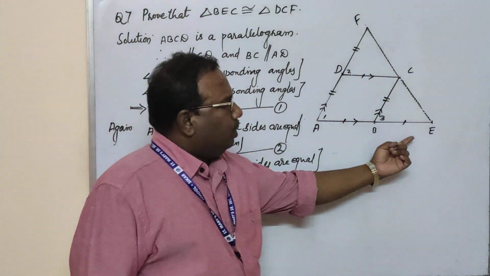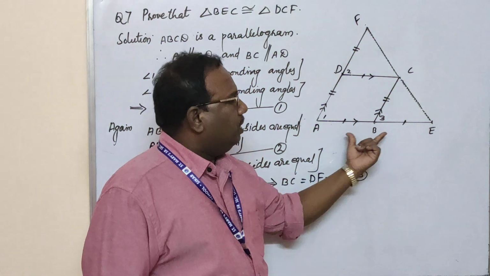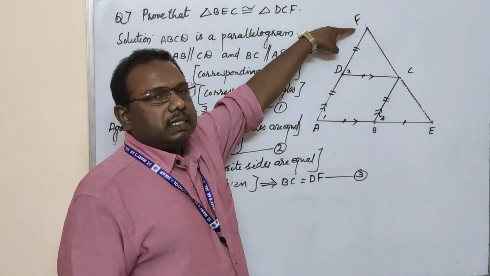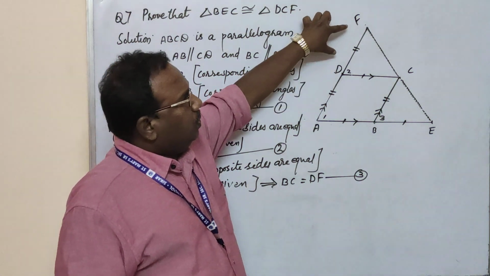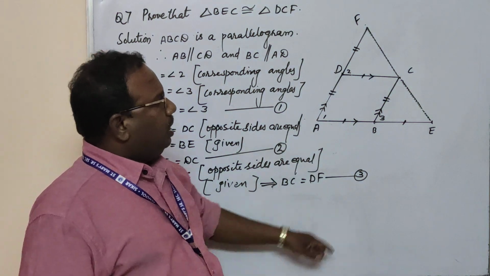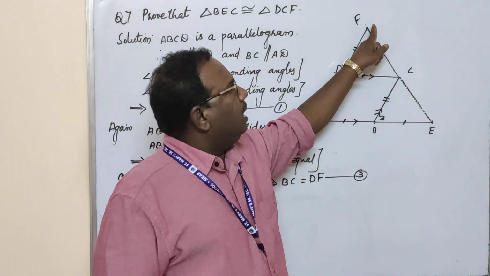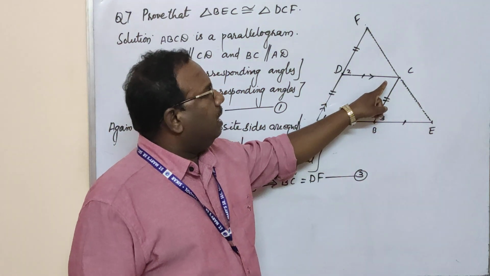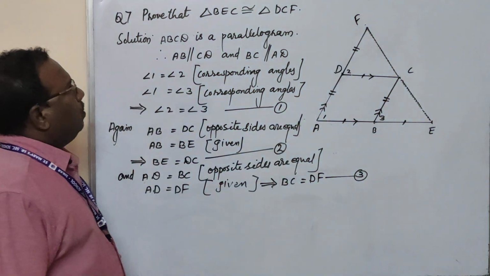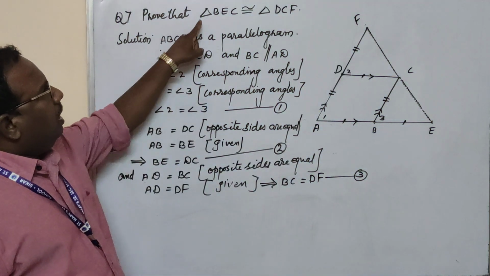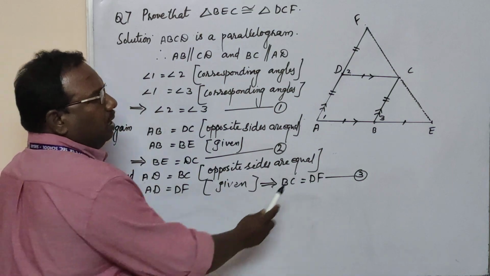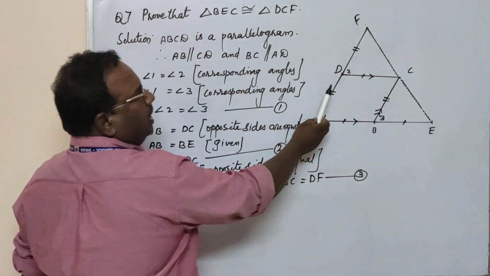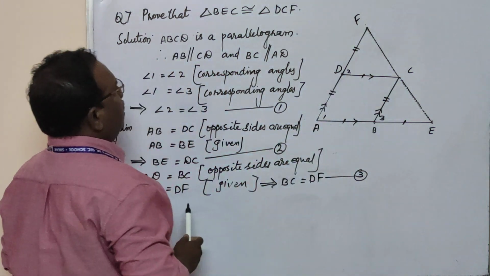Side AB is produced to E such that AB equal to BE. Side AD is produced to F such that AD equal to DF. Then join C and D, C and F to get a triangle BCE and triangle CDF. Now prove that triangle BEC, look at the board, BEC is congruent to triangle DCF. Now solution.